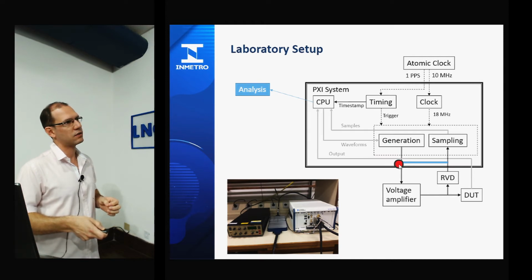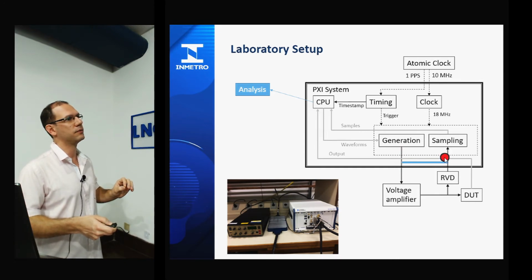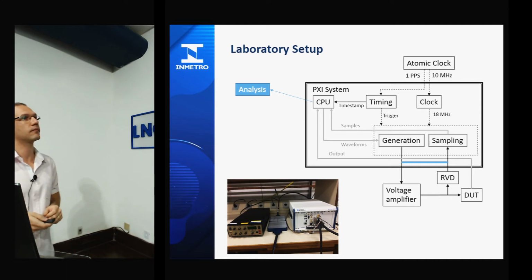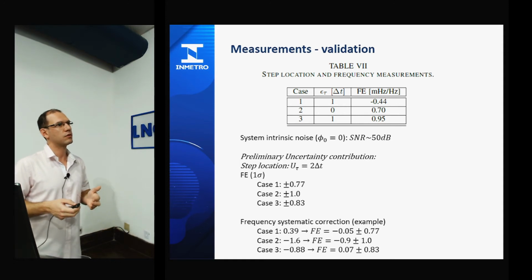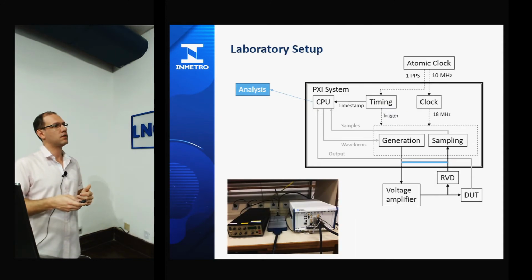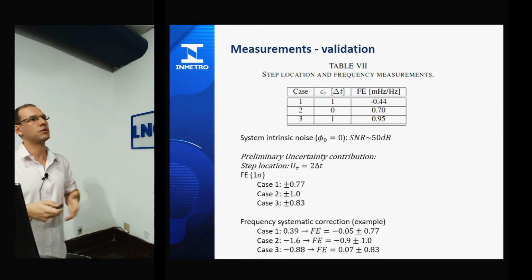the generation and sampling circuit is connected directly. So for now, we are ignoring the influence of the voltage amplifier and the resistive voltage divider, which will be used in the future to make the calibration of the device under test. But now we are making a direct connection. And here we have some measurements which were made using this setup and the estimates using the procedure we presented.